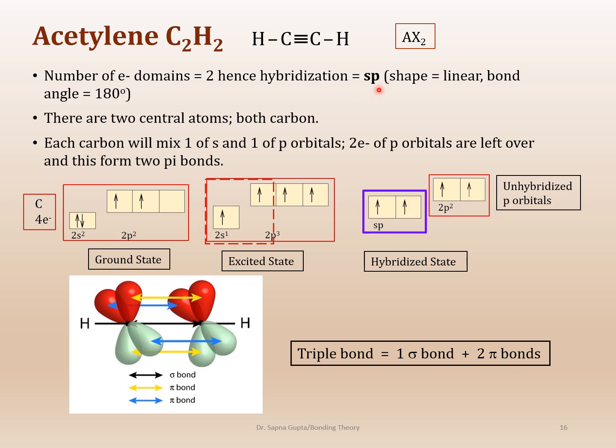sp hybridization means that you're only going to mix two of the orbitals, one s and one p, which means two electrons are going to be left over. So two of the p electrons are left over, two are hybridized. It means that, and again let me draw this out for you. So when you have carbon and carbon, you'll have two of the sp, so two of the sp.